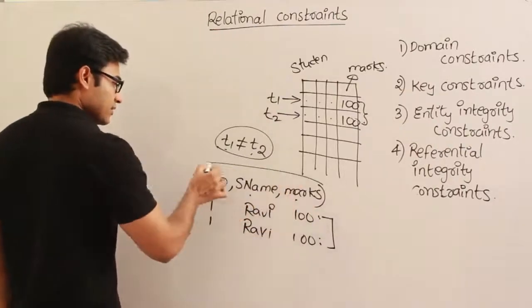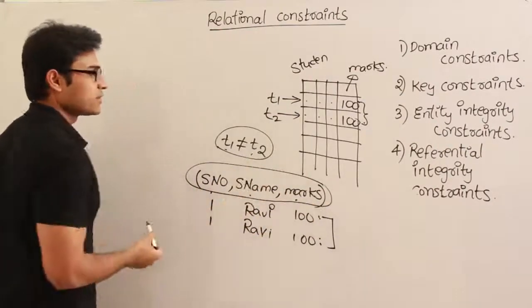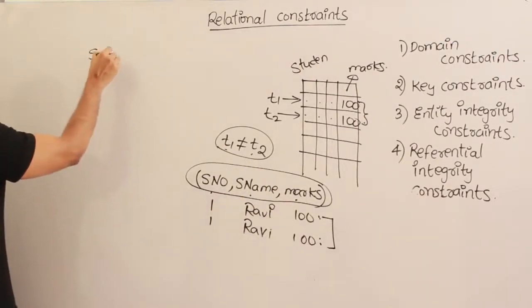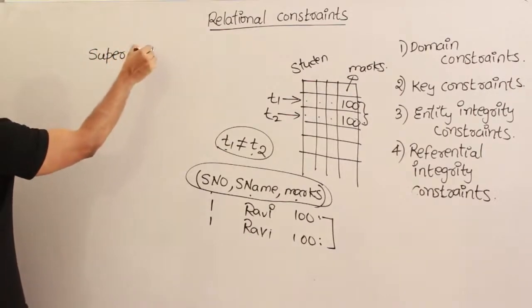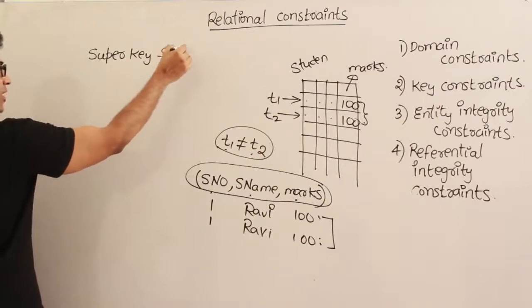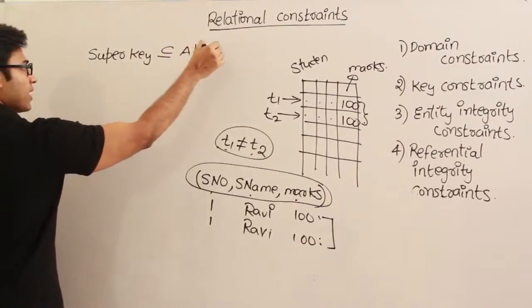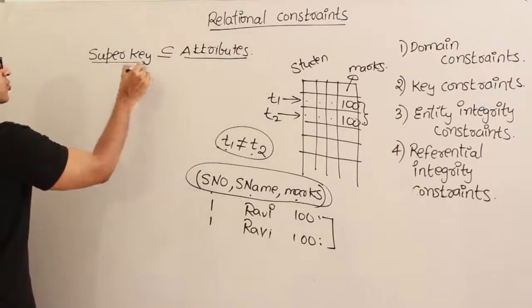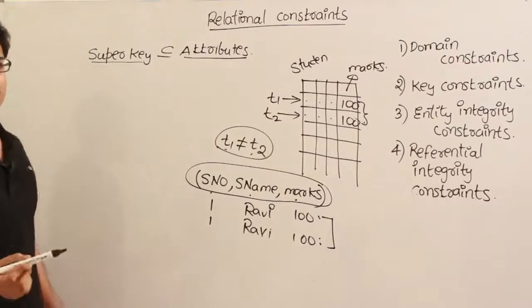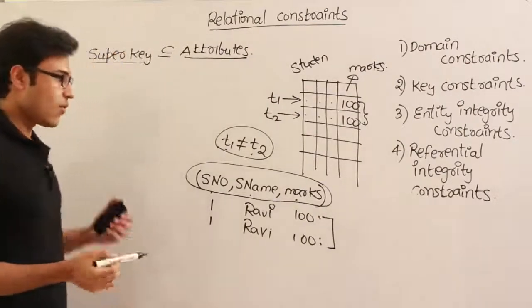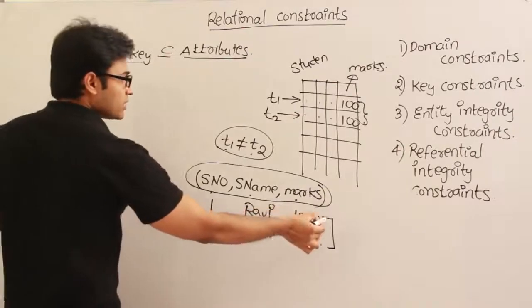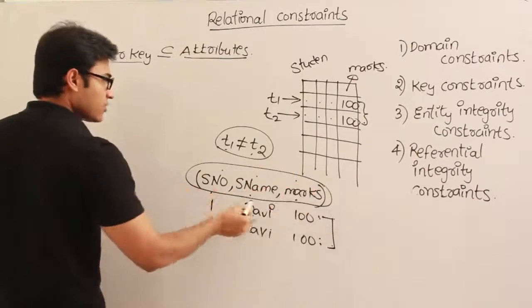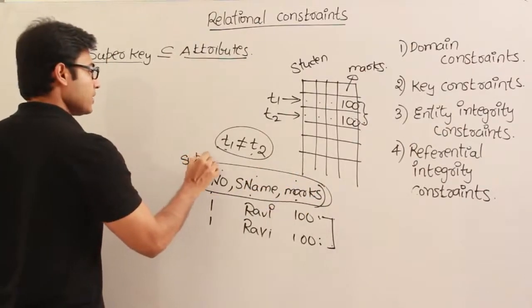Now such a subset of attributes is called a super key. So the name is super key. A super key is a subset of attributes, where attributes means the column names, right? It is a subset of attributes for which no two tuples are going to have the same values in all those attributes. Got it? So no two tuples should have the same values in all these three attributes. Then this set of attributes is called a super key.